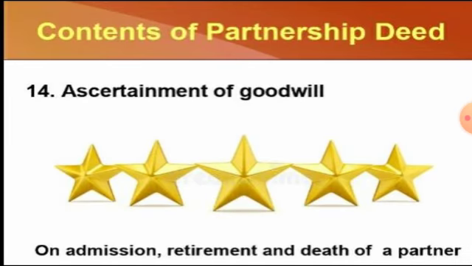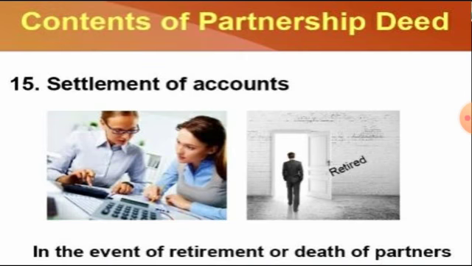Contents of partnership deed have another important one, which is ascertainment of goodwill. The ascertainment of goodwill is one of the contents during the admission, retirement and death of a partner: how the goodwill has to be ascertained. Next is settlement of accounts in the event of retirement or death of a partner. So when any partner dies, how the account has to be settled. This also must be mentioned in the contents of partnership deed.